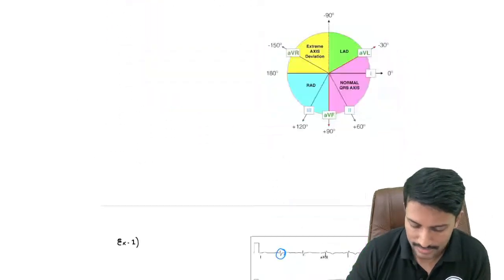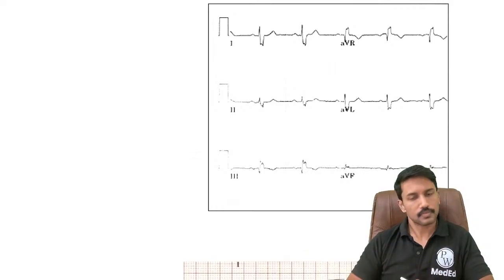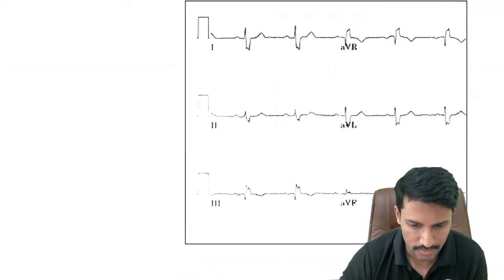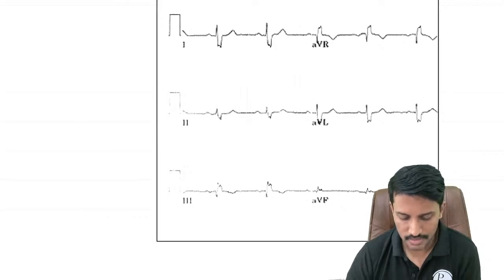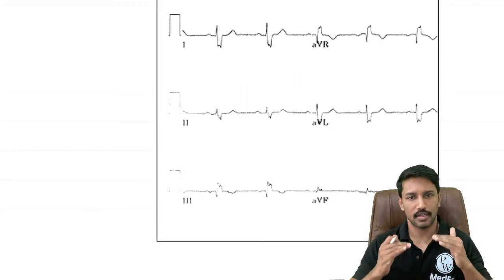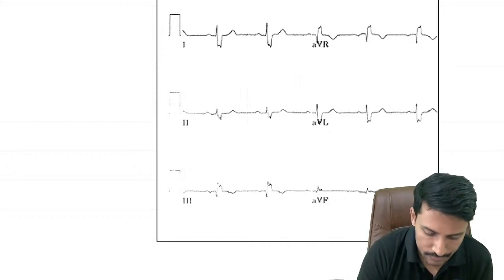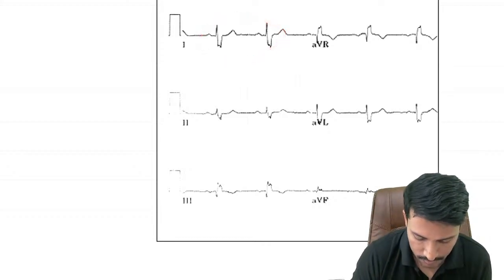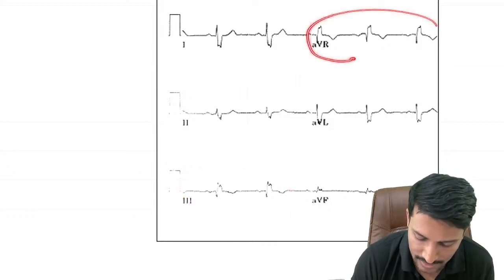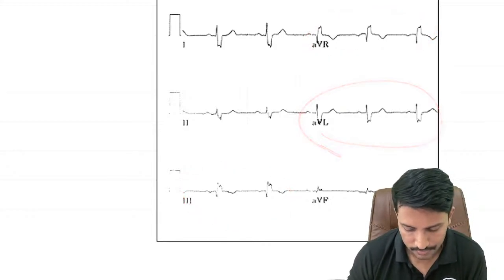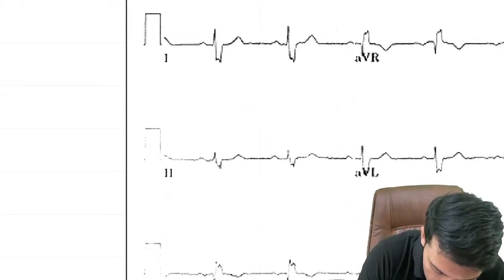Okay, so let us do an example now. We will take this example. You should tell me which lead is isophasic, right? Then we will see how to identify the axis. Which lead is isophasic here, having equal distance travel of R and S wave? Is it lead 1? Is it lead 2? Is it lead 3? Is it AVR? Is it AVL? Is it AVF? Okay, let us look closely.